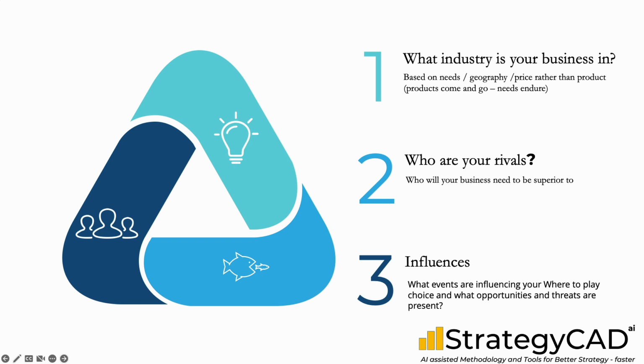Once you've made that decision, you're then in a position to identify who else is playing in your arena, who else is trying to meet the same customer needs in the same geography at the same price as your business. In other words, who will your business need to be superior to win the hearts and minds of your target customers? And finally, the third outcome of the where to play choice is to identify what events are influencing your arena and what are those events producing in terms of threats and opportunities for the industry, and more importantly, threats and opportunities for your business.